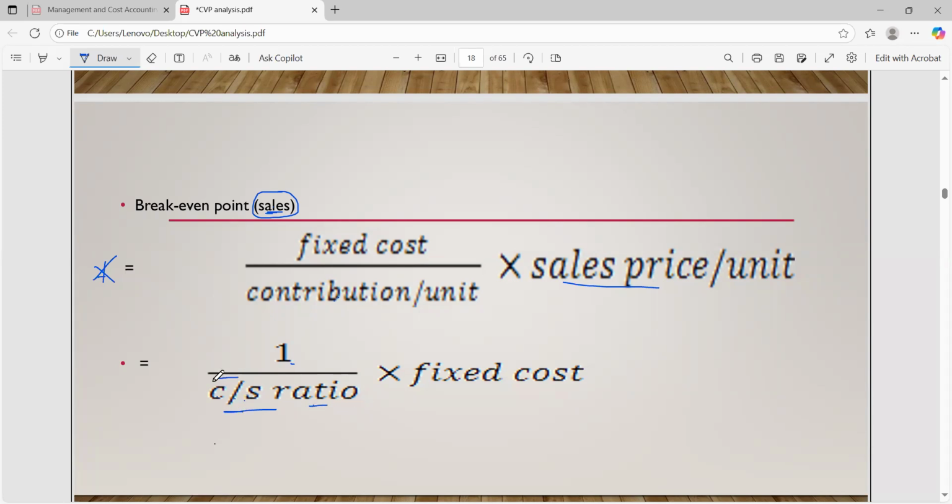Now, how do we arrive at this contribution per sales ratio? It is basically your selling price minus your variable cost, all divided by the selling price. That is what we call the contribution per sales ratio, after which you multiply by 100. That is what will give you your contribution per sales ratio. Fixed cost is always given you in the question.